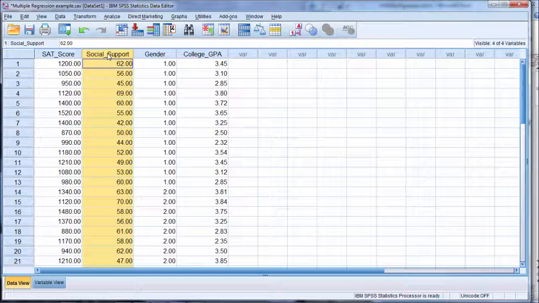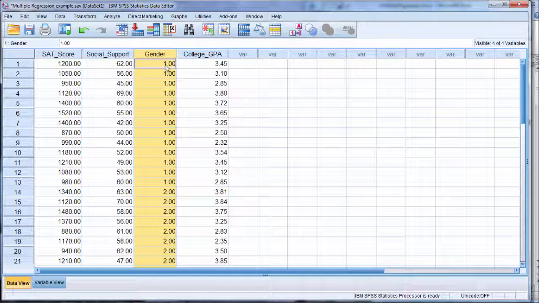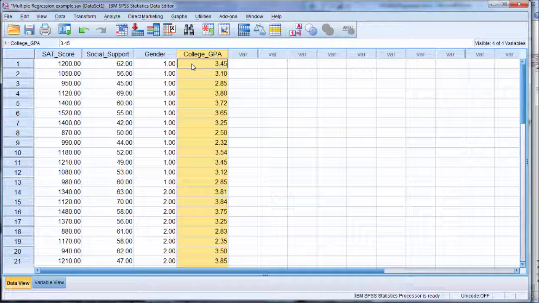Social support is a measure of how much support a student felt that they received from others, where higher scores indicate greater support. That was taken in the first year in college. Then gender, our dichotomous variable, where 1 is male and 2 is female. And the variable college GPA was the GPA after the first year in college.